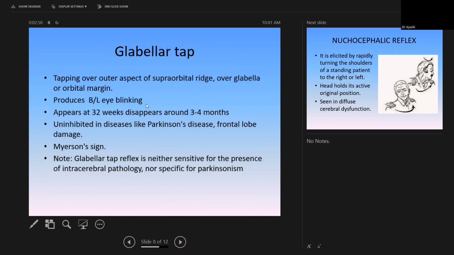The glabellar tap reflex. Tapping over the outer aspect of the supraorbital ridge, over the glabella or orbital margin, produces bilateral eye blinking. It appears at 32 weeks and disappears around 3 to 4 months. It is uninhibited in diseases like Parkinson's disease or frontal lobe damage. This sign is also called Myerson sign. Note, the glabellar tap reflex is neither sensitive for the presence of intracerebral pathology nor specific for Parkinsonism.